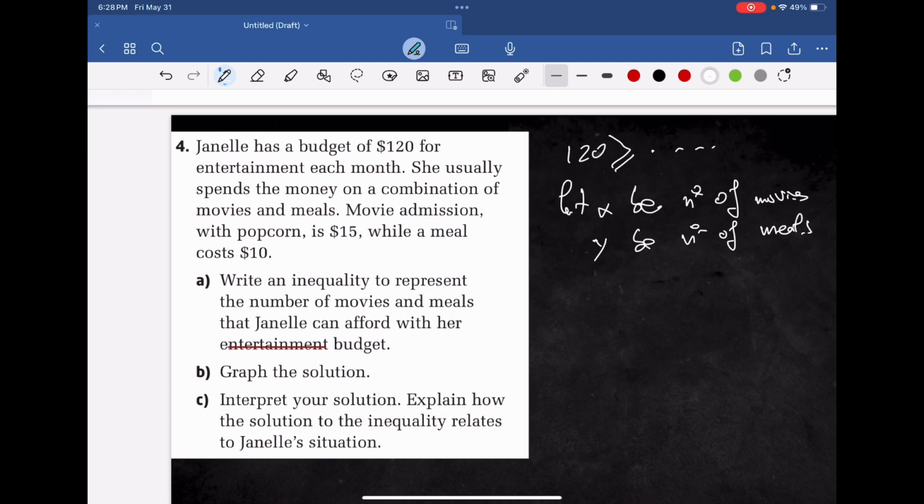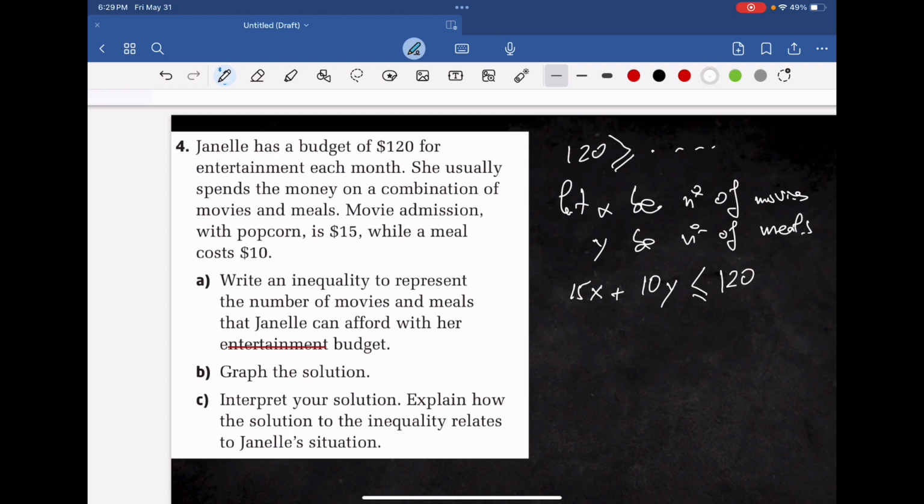Okay, so because I know the price of the movie is 15 bucks and the price of the meal is 10 bucks, I can write my equation like this: 15 times x, which is the movie, plus 10 times y, which is the meal. This should be less than or equal to $120. So this is my equation.